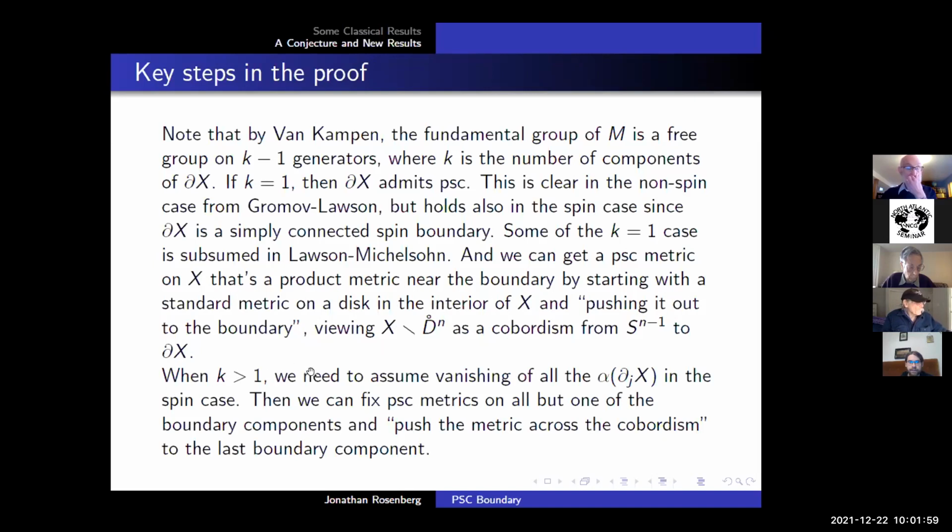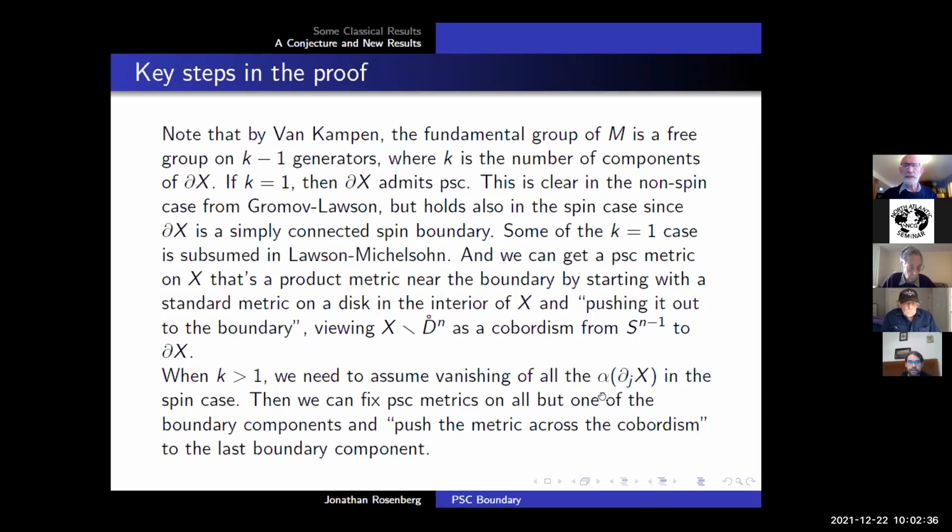When k is bigger than 1, so k is the number of boundary components, then the double is not necessarily simply connected. In fact, it won't be if k is strictly bigger than 1. So for example, if k is equal to 2, think about the case where X is a sphere cross an interval. Okay, that's a cylinder. And then the double in that case is a sphere cross a circle. So then you need to assume vanishing of all the alpha invariants.